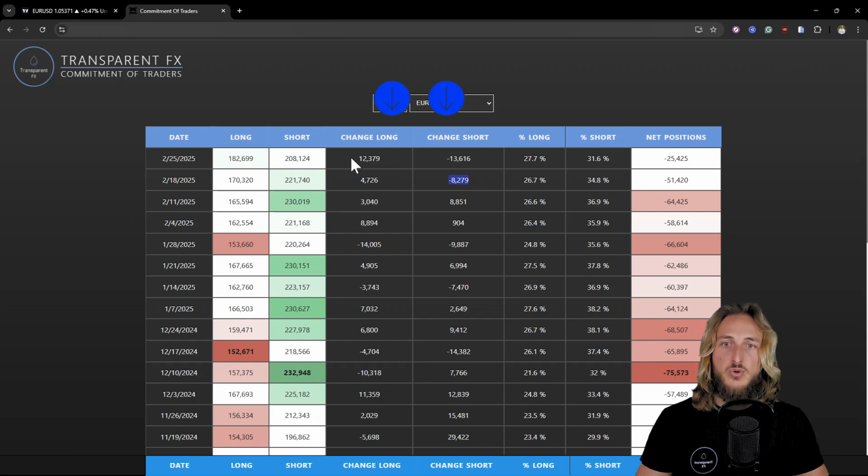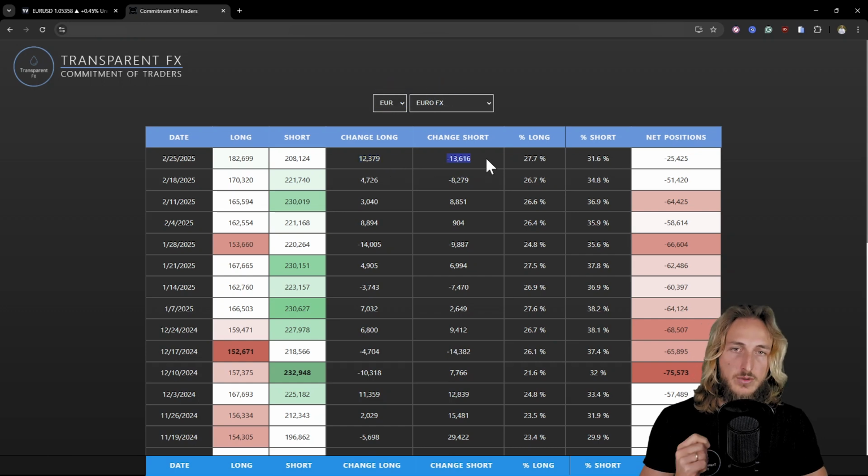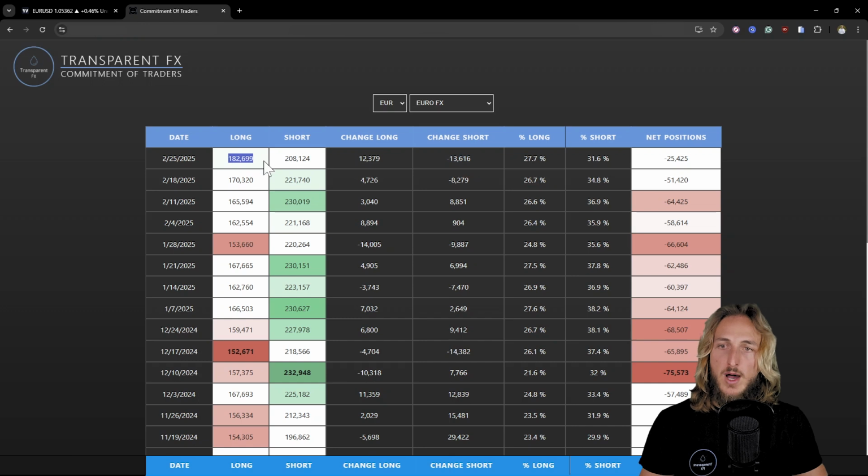And with the very last report, they added another 12,300 longs and closed 13,600 shorts, reaching at the moment a positioning of 182k longs compared to 208k shorts from an institutional perspective. So in the long term, the trend seems to be quite clear.